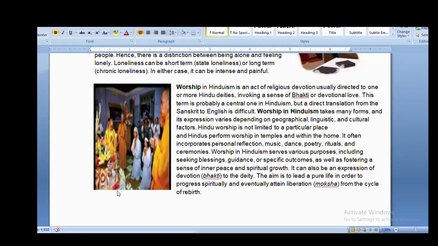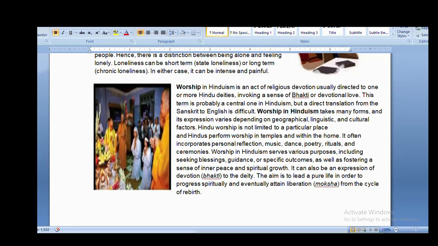Worship in Hinduism serves various purposes, including seeking blessing, guidance, or specific outcomes, as well as fostering a sense of inner peace and spiritual growth. It can also be an expression of devotion and bhakti to the deity, to God. The aim is to lead a pure life in order to progress spiritually and eventually attain liberation, or moksha, from the cycle of rebirth. Let's go to the next picture.